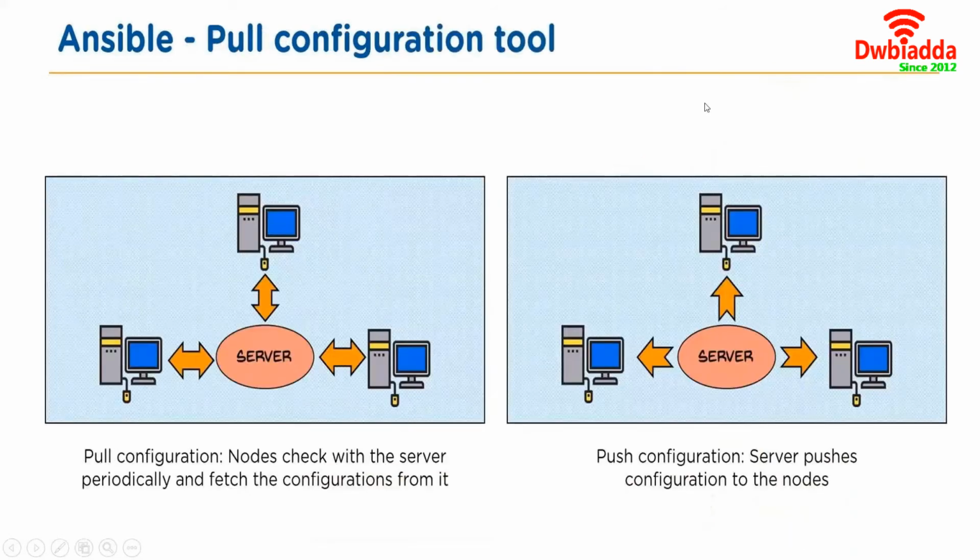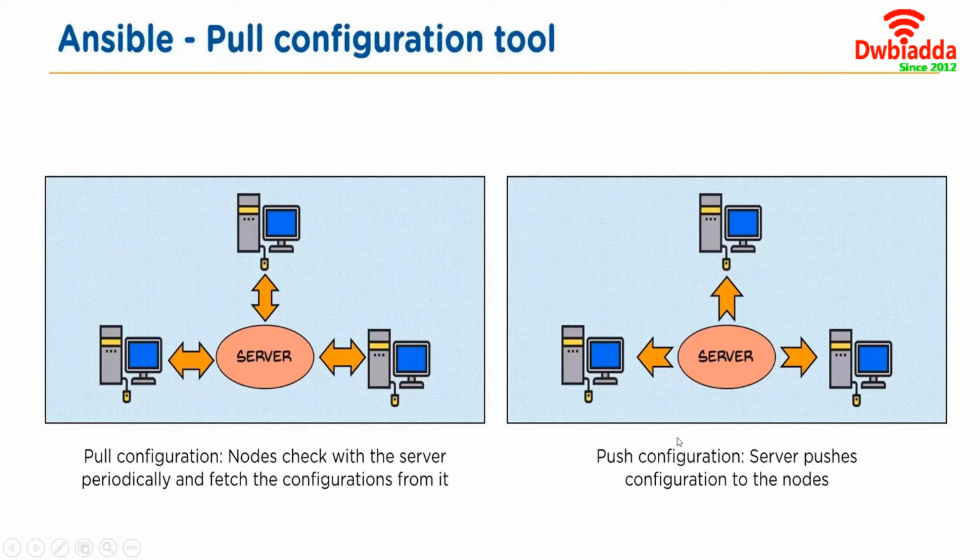Now talking about Ansible, it is a pull configuration tool. A pull configuration tool simply checks with the server periodically and fetches the configuration from it. So the nodes are basically pulling the configuration, or we can say that they are taking timely updates from the server, and pulling the new configurations which are updated in the server.